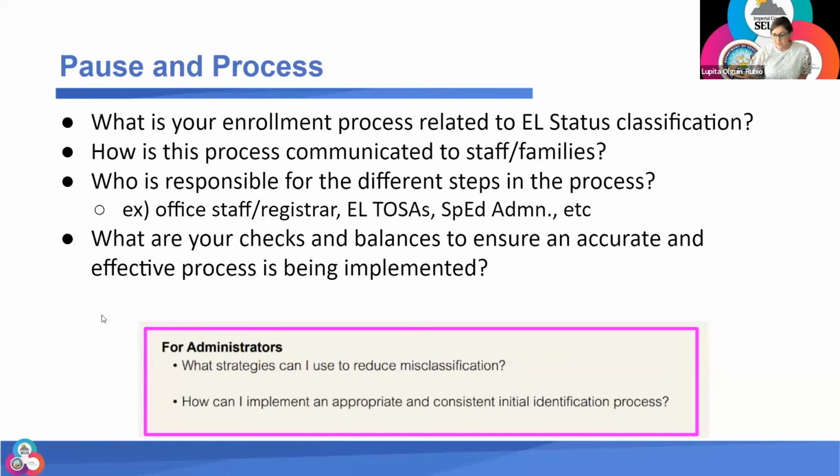So we're going to give you a couple of minutes. I'm looking at the time. Let's do about 3 minutes, Vanessa. I think that's okay, to be processing these questions.